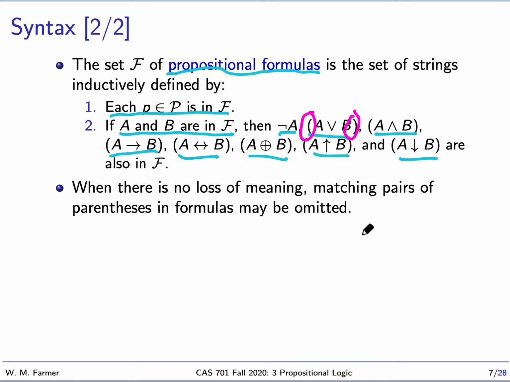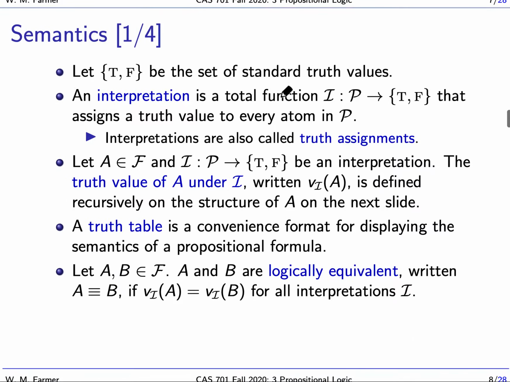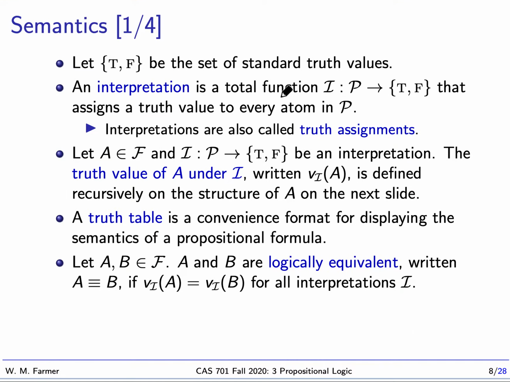Okay, so that's the syntax. It's pretty simple. We have this basically inductive set of propositional formulas, and we get these formulas in two ways. The atomic propositions are formulas, and we can build up more complex formulas using our Boolean operators. Okay, so now we're going to look at the semantics. So we have our language. Our language depends on what atomic propositions we have, and we are assuming we have a countably infinite set of them.